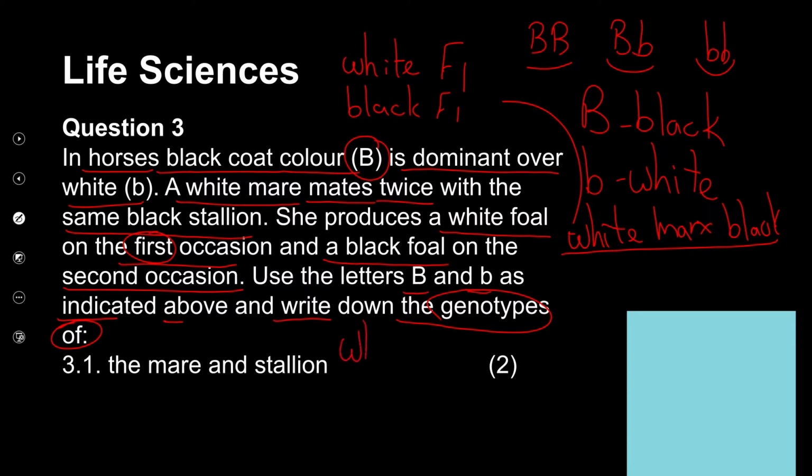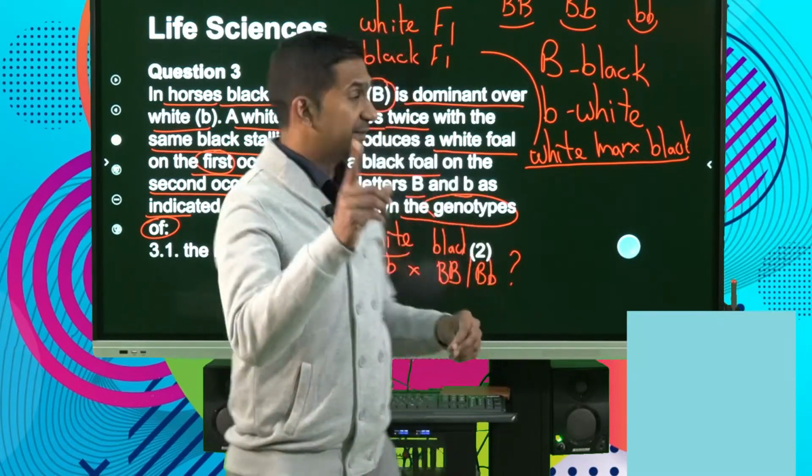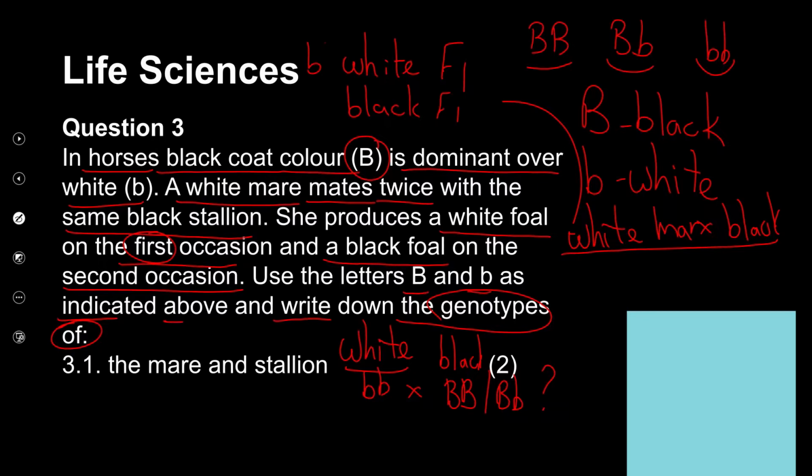So when we refer to white, white can only be recognized as that. When we refer to the male being black, it could be two possibilities, guys. It could be either homozygous or heterozygous. How do we determine that this individual is homozygous or heterozygous? We've got to look at the next generation that is produced in that cross. And remember that it produced a white foal in the first cross, and the second time they produced an offspring, it was a black foal.